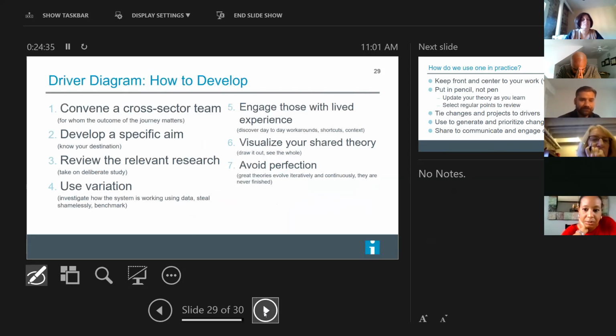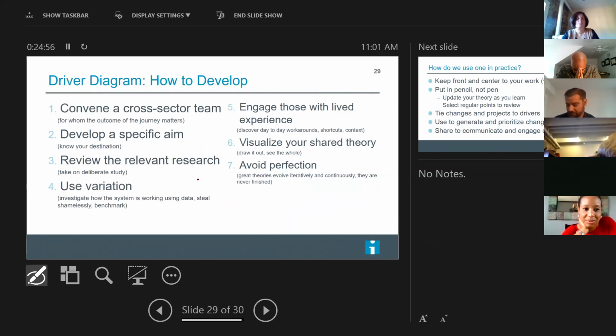So convening a cross-sector team is really important. And having folks from the community as part of that is really important, because you might have a theory about what it takes to get better outcomes that those with lived experience are actually going to have much more insight into.